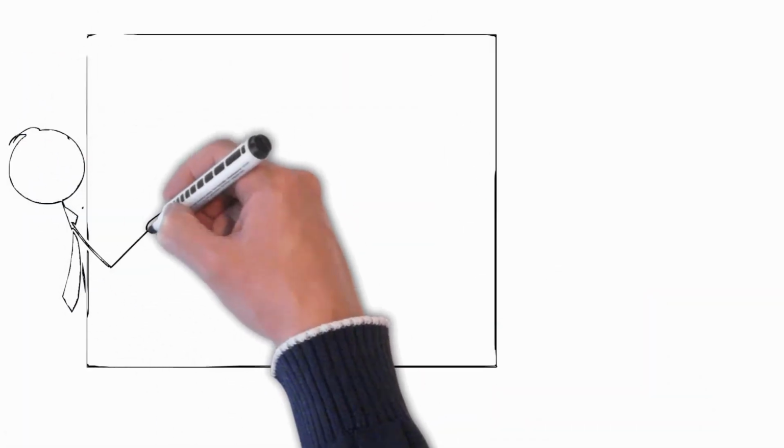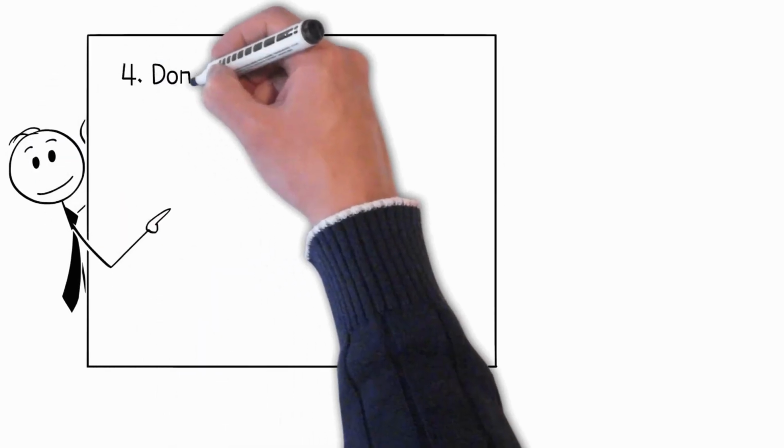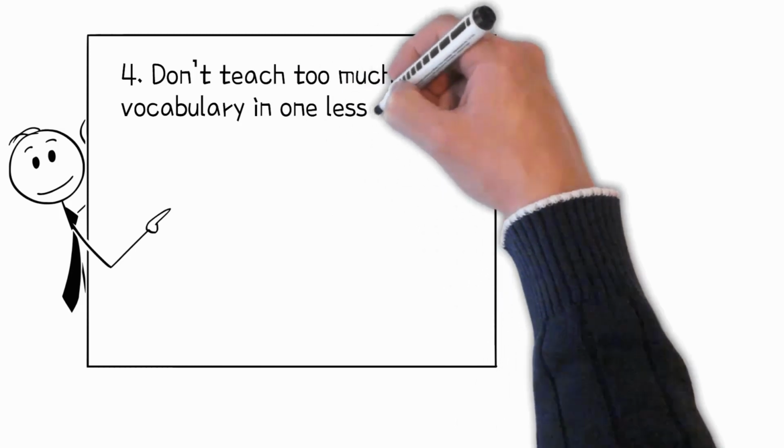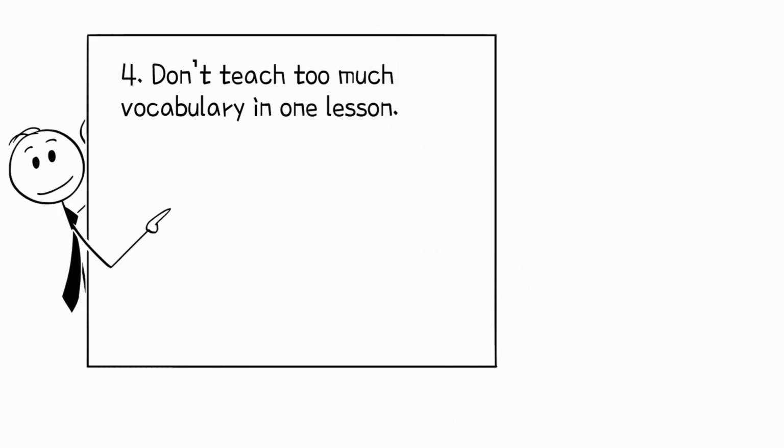Don't teach too much vocabulary in one lesson. If you are teaching a phonic, perhaps you may want to teach a word that is associated with it. For example, E, elephant, and E, egg. Don't teach the word zebra until you have taught the phonic Z.